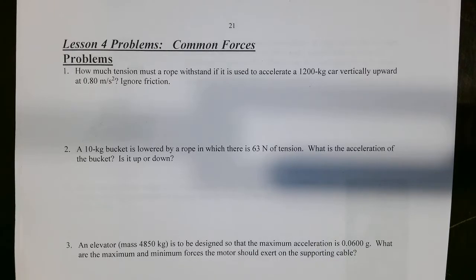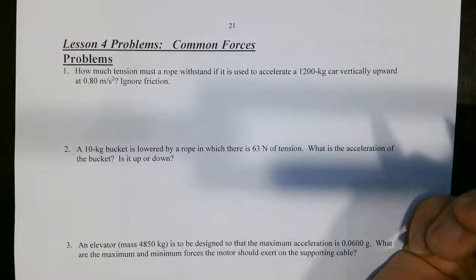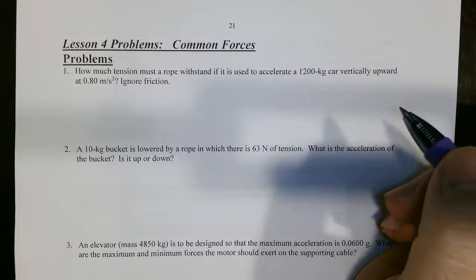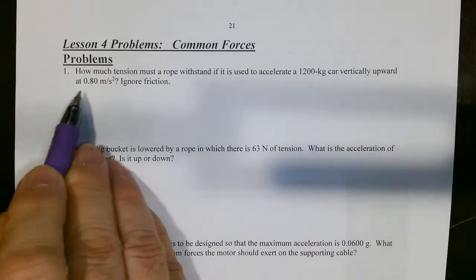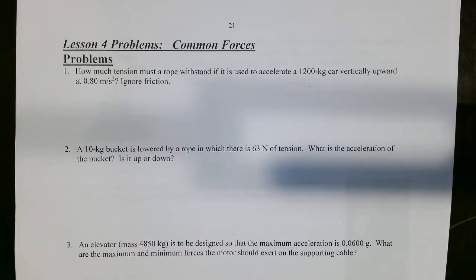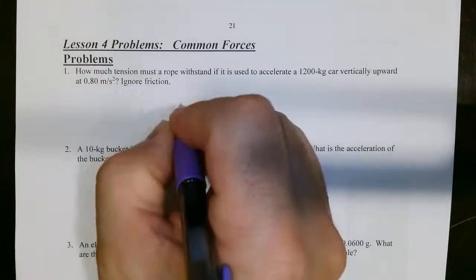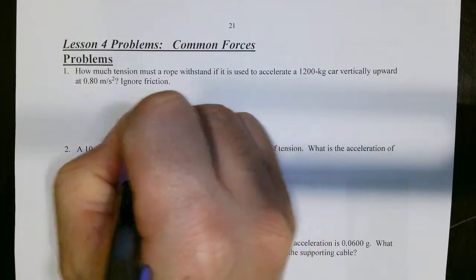All right. So, lesson 4 problems. I'm going to work with some common forces here. Number 1, how much tension must a rope withstand if it is used to accelerate a 1,200 kilogram car vertically upwards at this many meters per second squared, right? Ignoring friction. So, it's best to draw a force diagram.